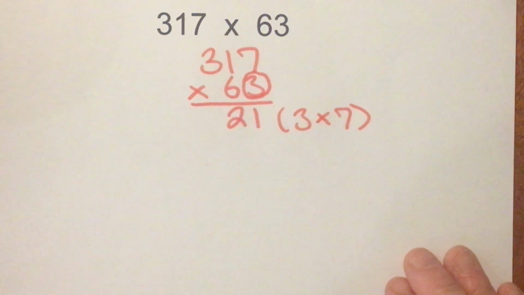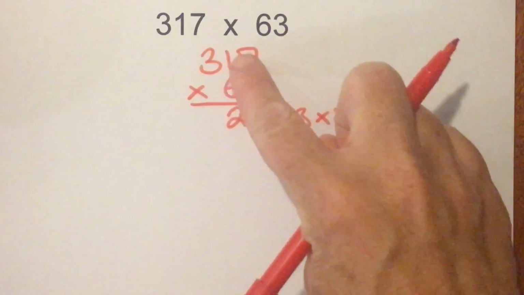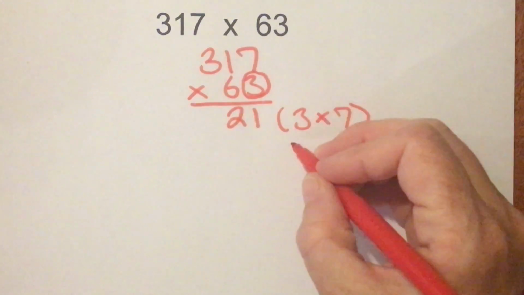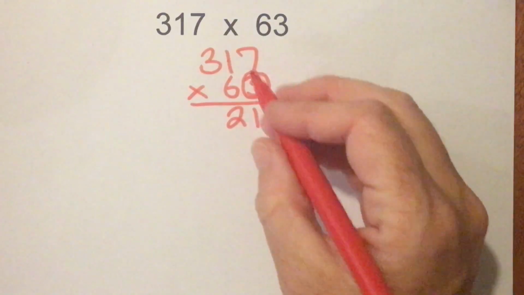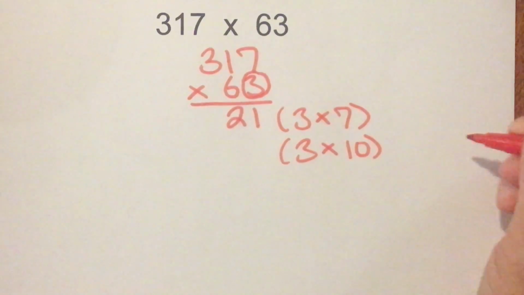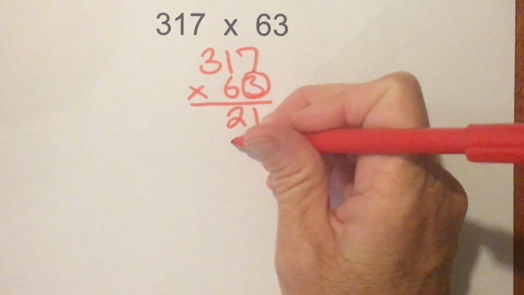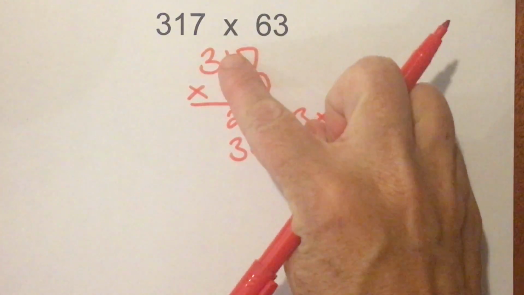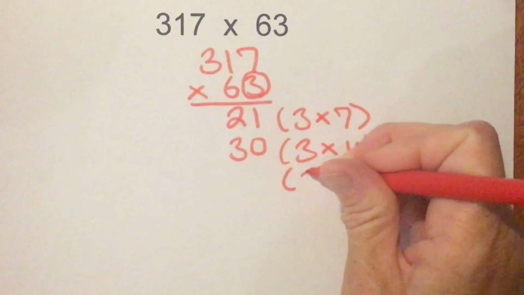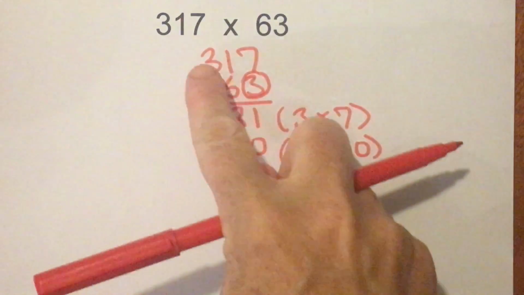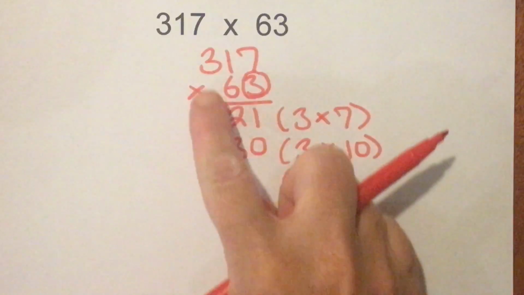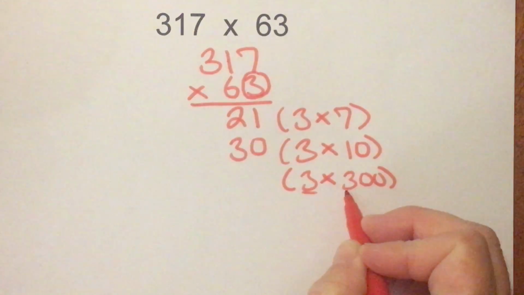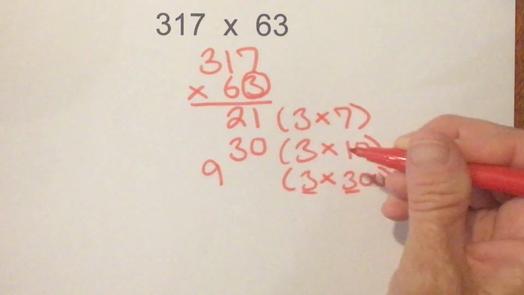Next, I'm going to go to the 1, because I start here and then I go to the next one. So 3 times the 1, but the 1's value is really a 10. So 3 times 10 is 30. Okay, so I went there, now I need to go here next. 3 times, okay, but this 3 is not a 3, it's really a 300. So 3 times 300 is 900.